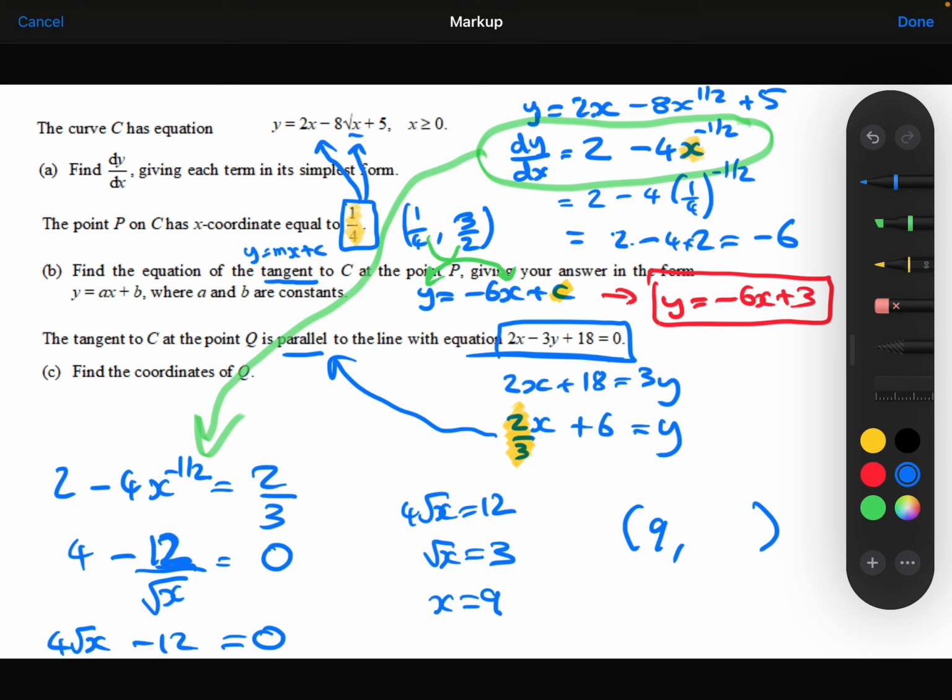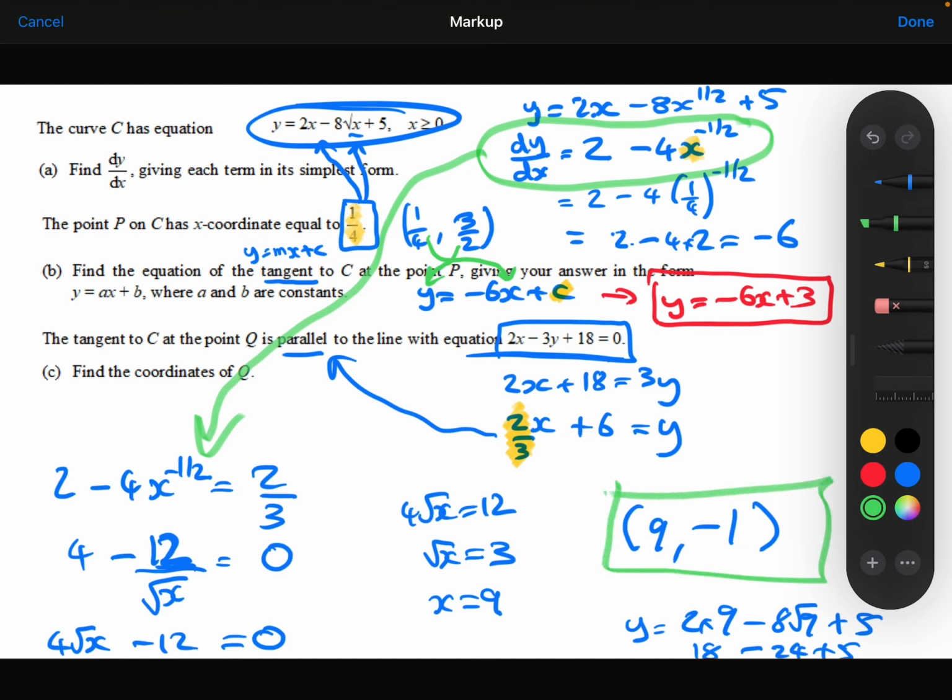And to work out the y coordinate, because it's on the curve, I can substitute it into the original equation. So y equals 2 times 9 minus 8 times root 9 plus 5. So 18 minus 24 plus the 5 is minus 1. And that is point Q.